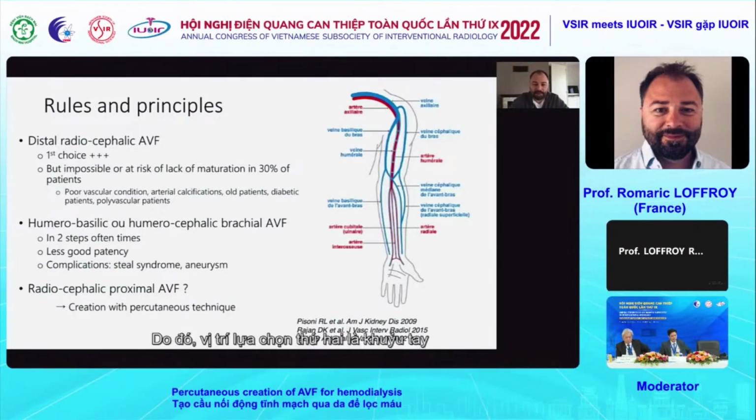So the second choice in that case would be a humerobasilic or humerocephalic brachial arteriovenous fistula, usually in 2 steps, but we know that the long-term patency is lower, with some potential complications like Steal syndrome and aneurysm, making this a second option. So is there a role for a proximal radiocephalic arteriovenous fistula, which is between both? Yes, with the creation of a percutaneous fistula under ultrasound, I will show you.